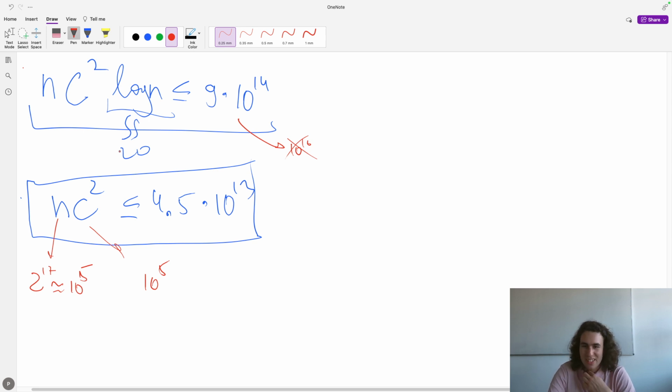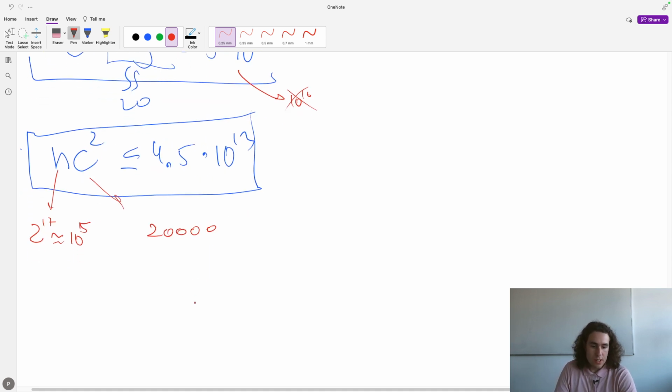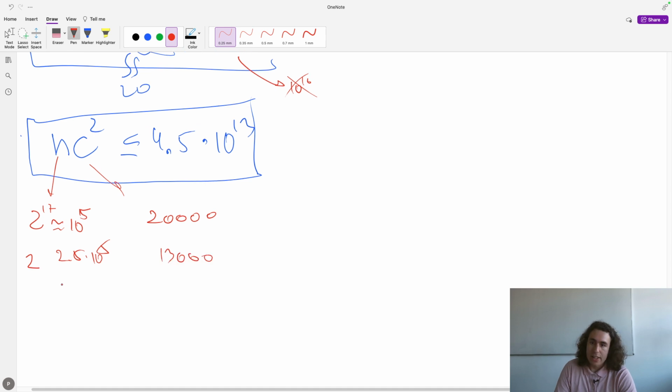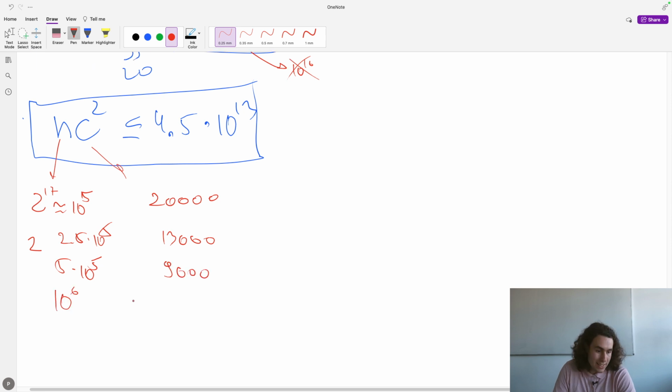No, I'm looking at the wrong table. We can use values that are at most 2 times 10 to the 4, so 20,000. If we get to something like 2.5 times 10 to the 5, these are going to be like 13,000. If we're getting into 5 times 10 to the 5 territory, this is going to be 9,000. If we're talking 10 to the 6, this is already 6,500.